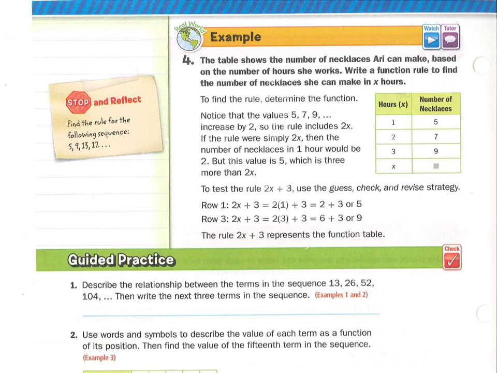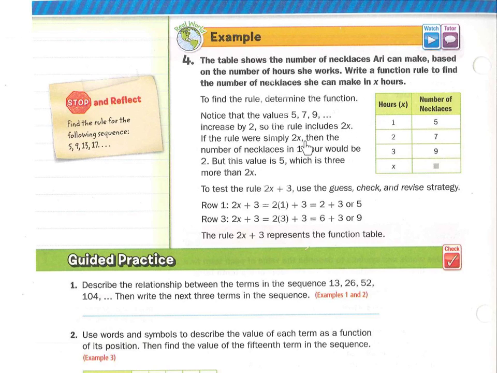Okay, one more example that we're going to look at here. Okay, the table below shows the number of necklaces Ari can make based on the number of hours that she works. Write a function rule to find the number of necklaces she can make in X hours. So that means X is our input, the number of hours that we work. The number of necklaces that she can make are 5, 7, and 9. Okay, notice that the values 5, 7, and 9 increase by 2. So the rule includes 2x because we're going up by 2.